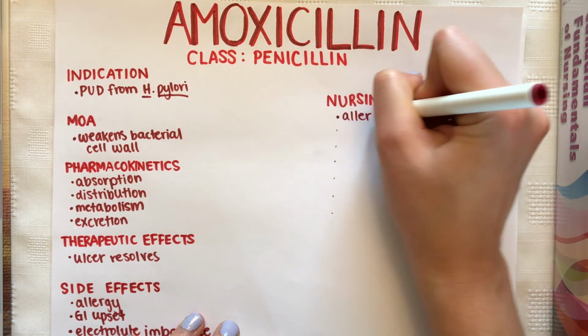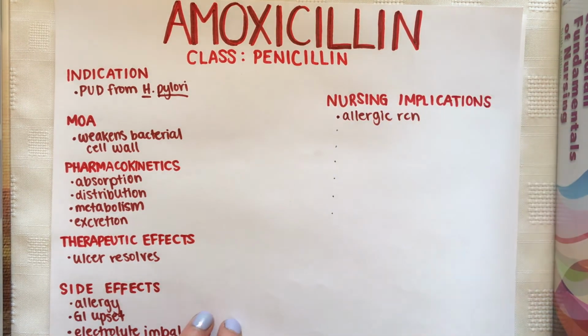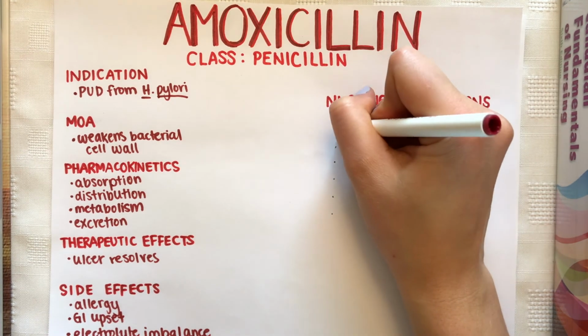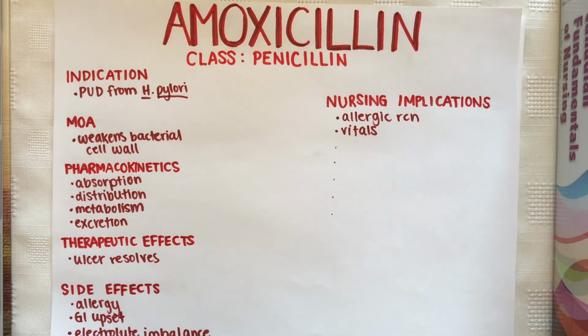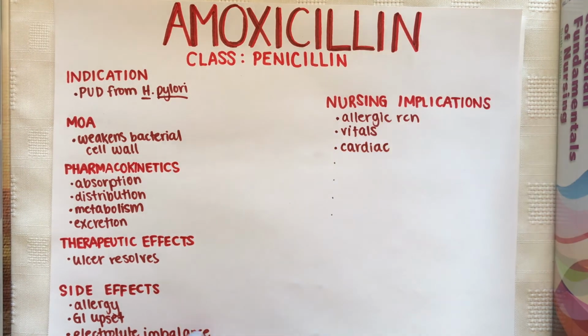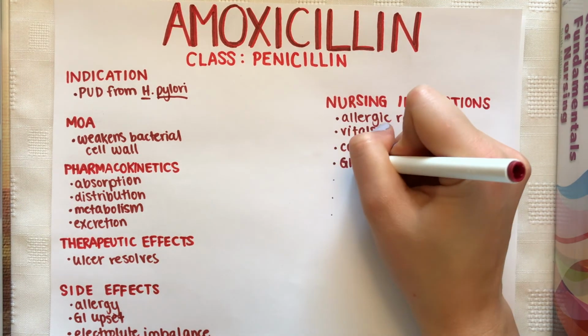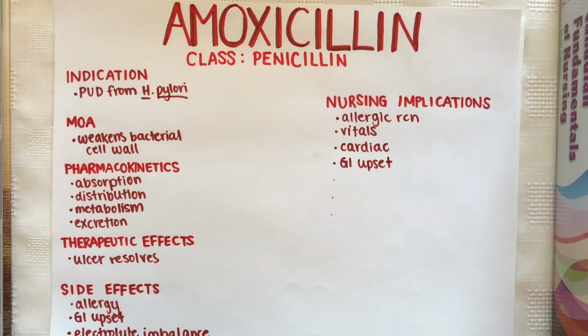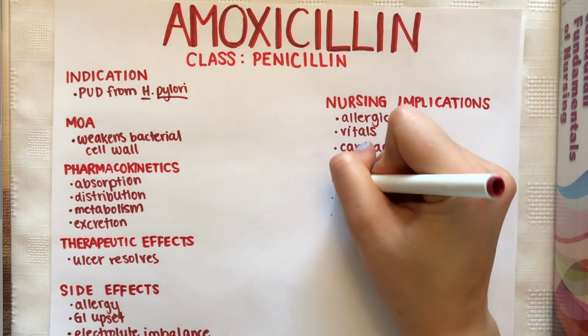Pertinent nursing implications for this drug. Observe for the first 30 minutes because allergies occur more in penicillins than any other antibiotic class. Monitor the vital signs before, during, and after, especially the temperature. Cardiac symptoms should be monitored because of the possible side effect of hyperkalemia and hypernatremia. Monitor for GI upset and signs of superinfection as previously stated.